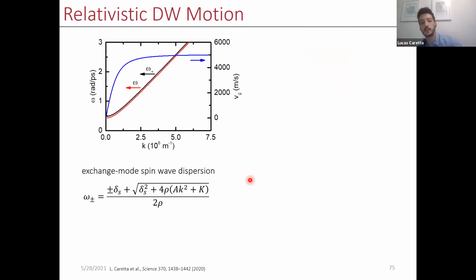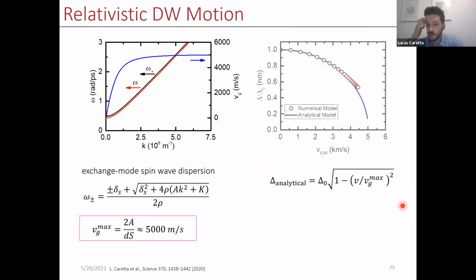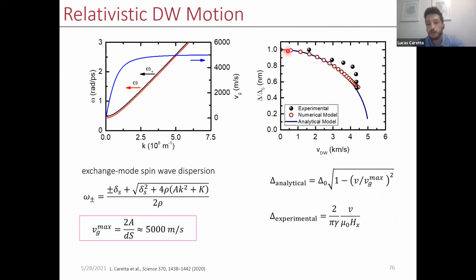And so what this tells us is that we actually have to use relativistic physics to account for what we're seeing in these material systems. We can also analytically and numerically, using atomistic simulations, compute what the expected Lorentz contraction of the domain wall is as a function of domain wall speed. And from our dynamics data, we can actually infer what this domain wall width is as well as a function of velocity. And what we find is that using our experimental data, the domain wall width closely matches what you would expect from a Lorentz contraction.